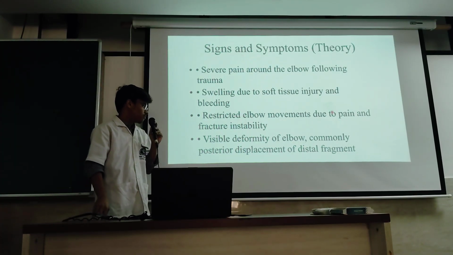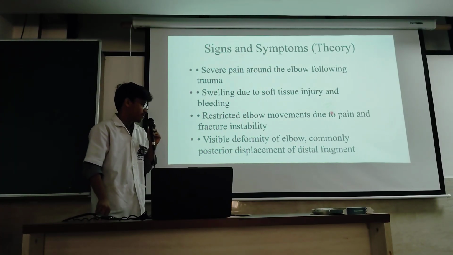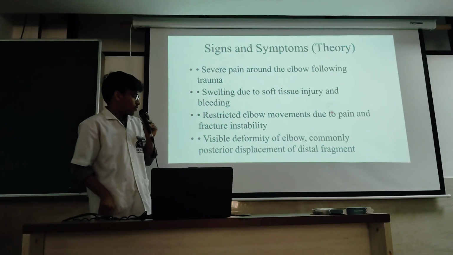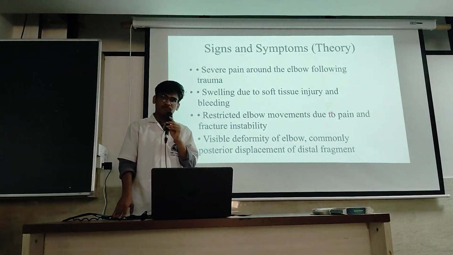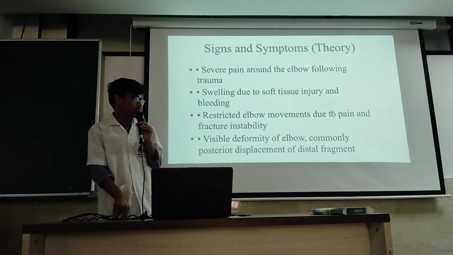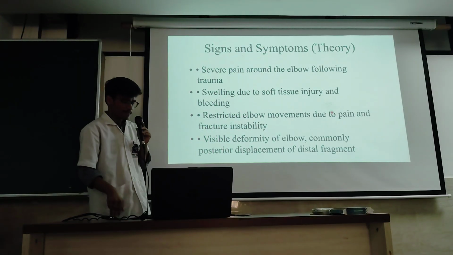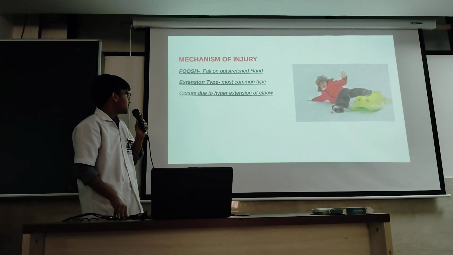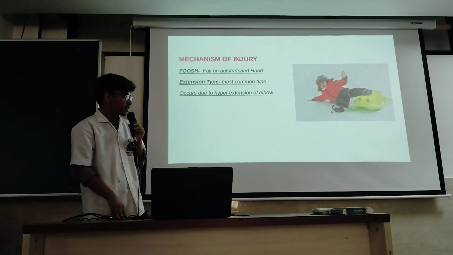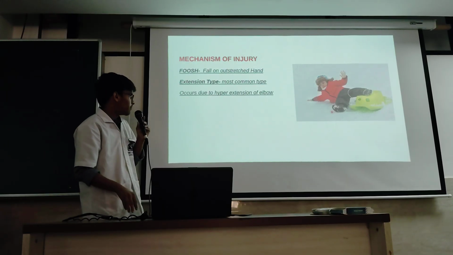Visible deformity of the elbow, commonly posterior displacement of the distal fragment, is caused by the olecranon, which acts as a fulcrum, and also by the strong pull of the triceps muscle. The mechanism of injury, as seen earlier, is a push or fall on an outstretched hand. The extension type is most common due to hyperextension of the elbow.